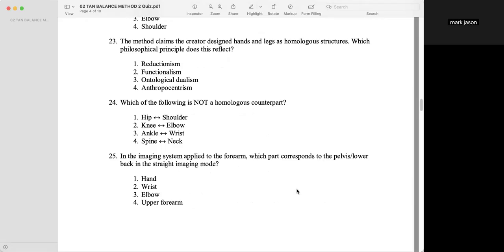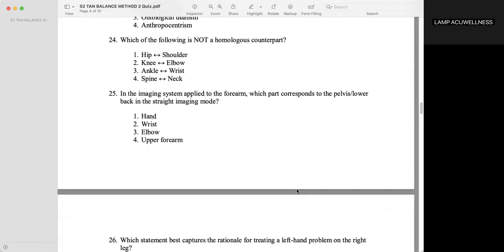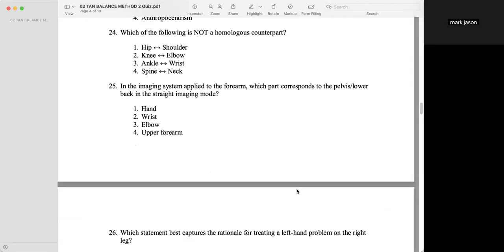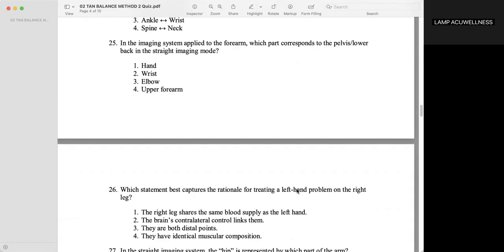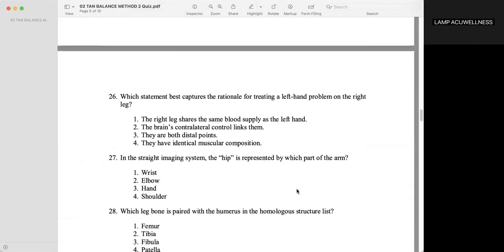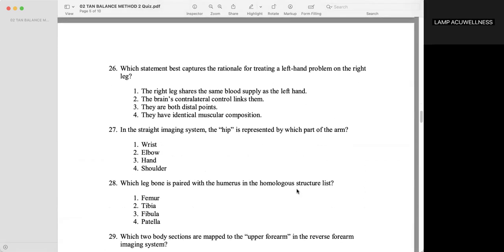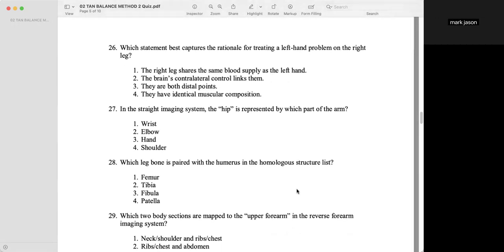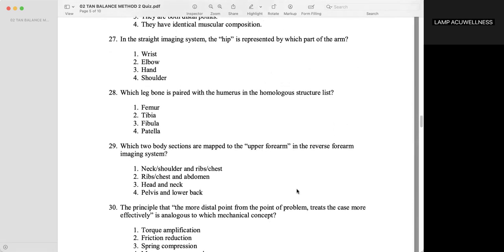Functionalism. Which of the following is not a homologous counterpart? Neck, as spine neck. In the imaging system applied to the forearm, which part corresponds to the pelvis or lower back in the straight imaging mode? Hand. Which statement best captures the rationale for treating a left-hand problem on the right leg? The brain's contralateral control links them. In the straight imaging system, the hip is represented by which part of the arm?